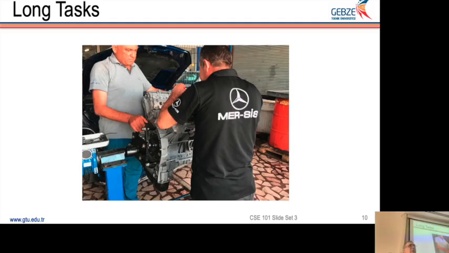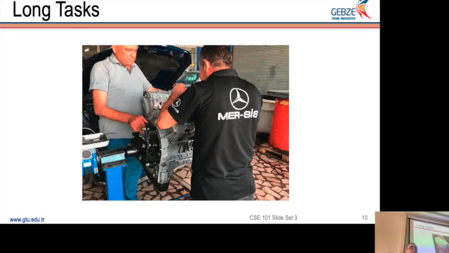And there are some longer tasks which may take multiple days. So when you have a long task that may take a week, like this. They are doing the transmission and the engine. A week.